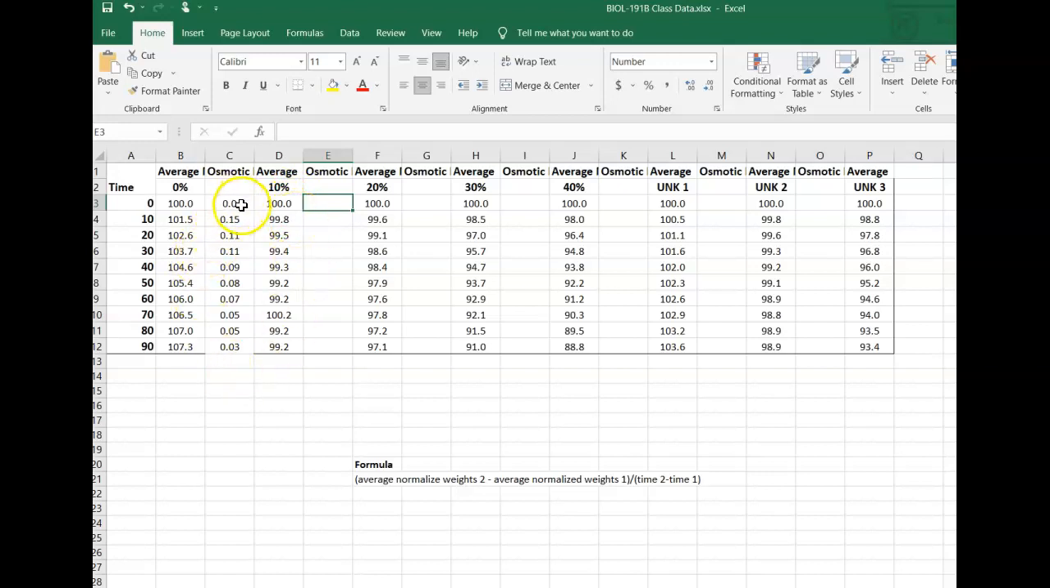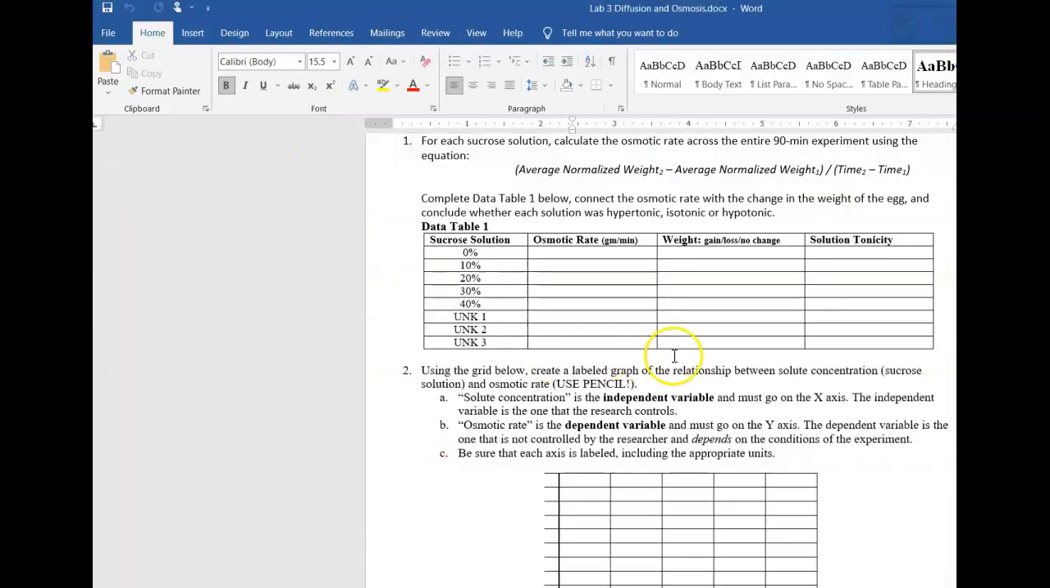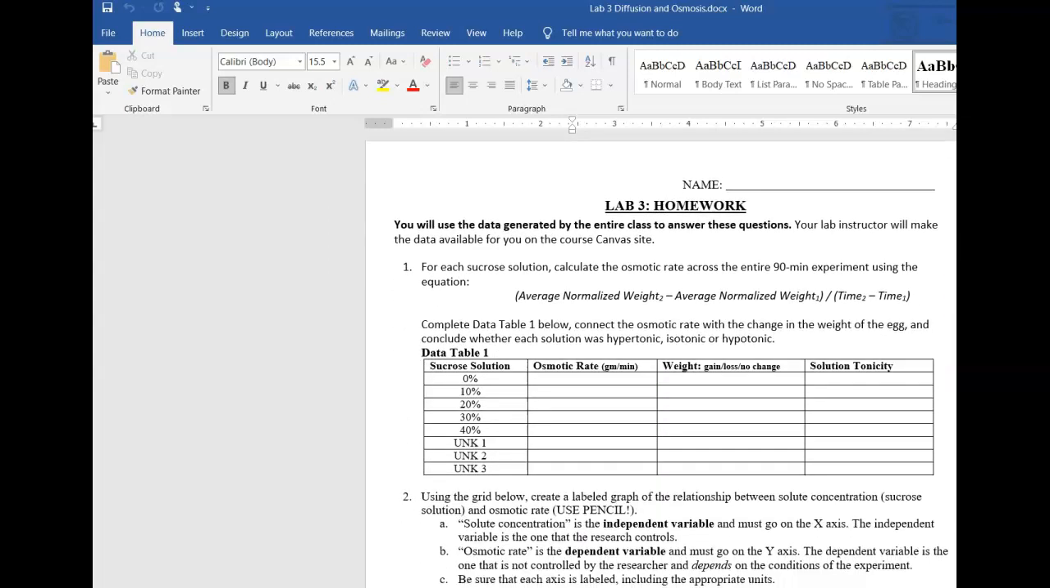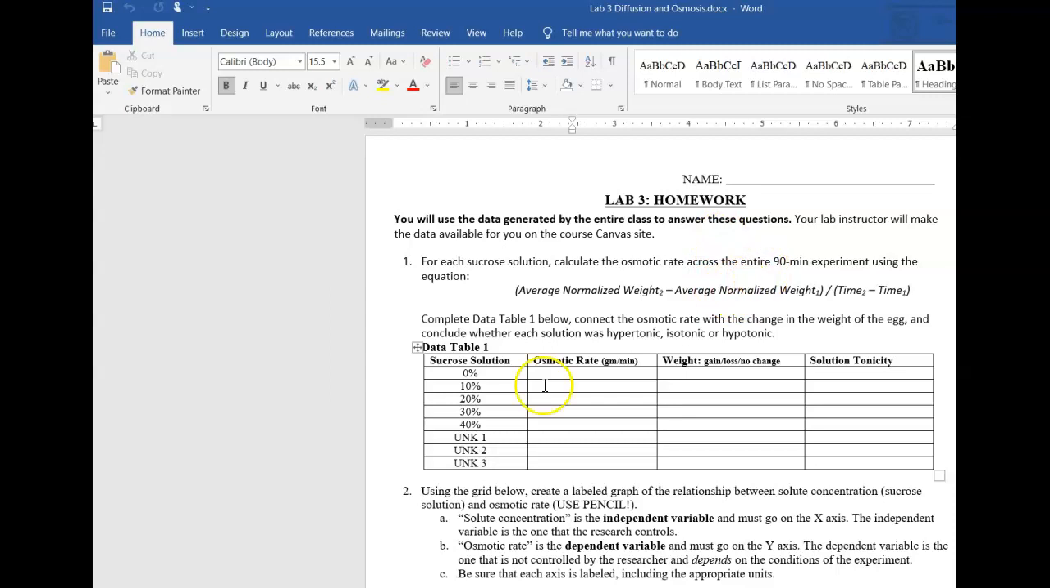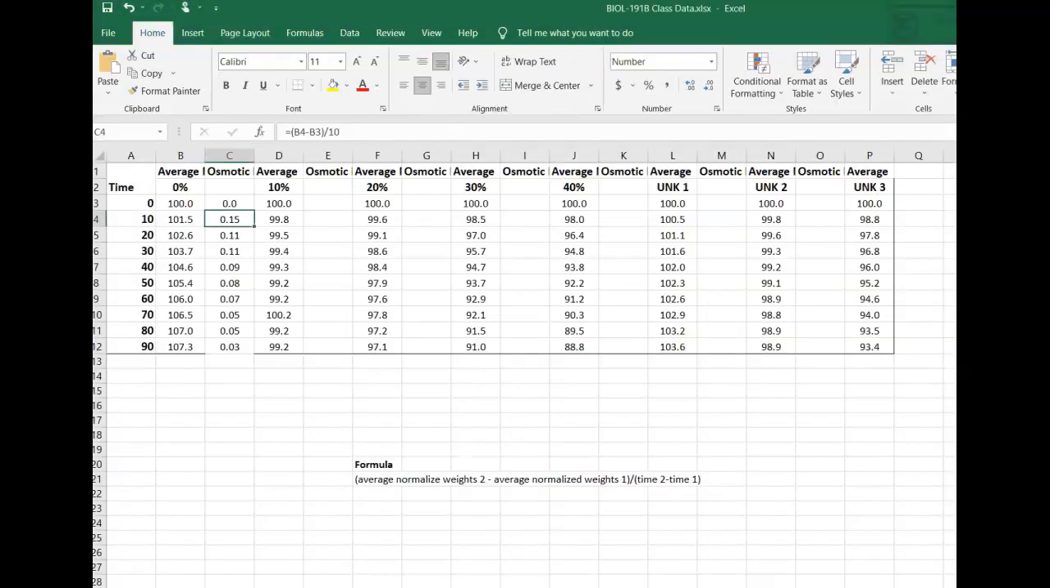In that video, I already calculated the osmotic rates for each time interval. And if you remember, once you click on the actual value, it'll show you the formula that you applied. But if you want to figure out the osmotic rate across the 90-minute experiment, which is what it's asking for here, then it's the same formula. You're just making slight adjustments.